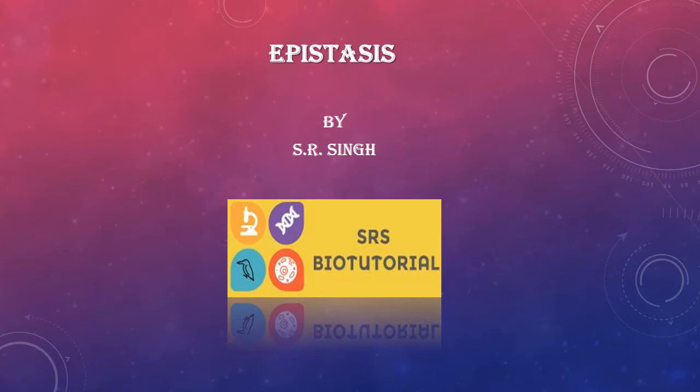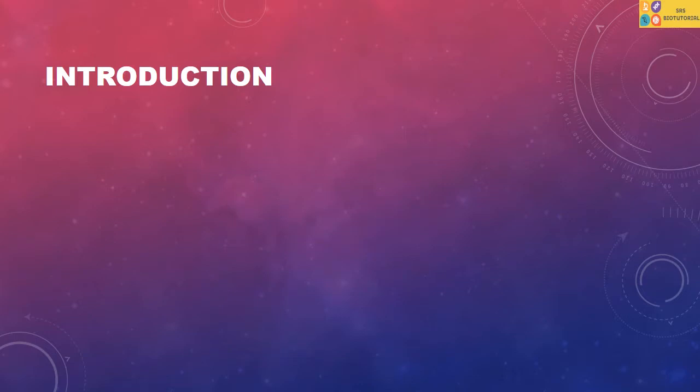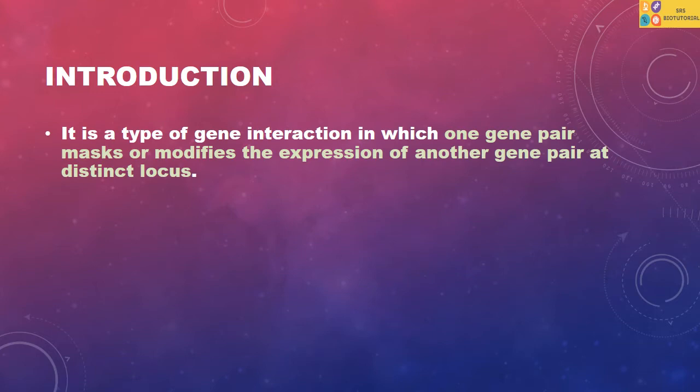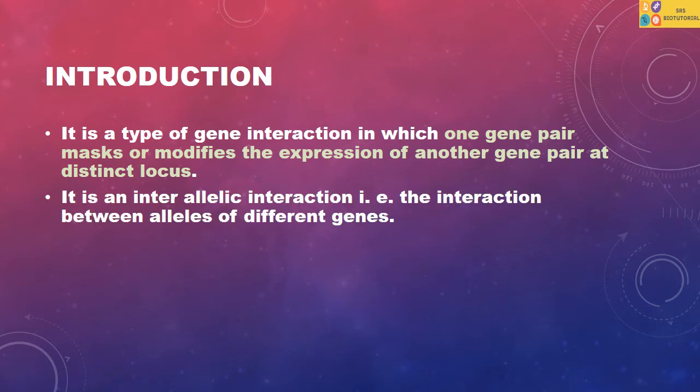I am Samanajan. Today we will discuss epistasis. Epistasis is a type of gene interaction in which one gene pair masks or modifies the expression of another gene pair at a different locus. It is an inter-allelic interaction, that is, interaction between alleles of different genes.